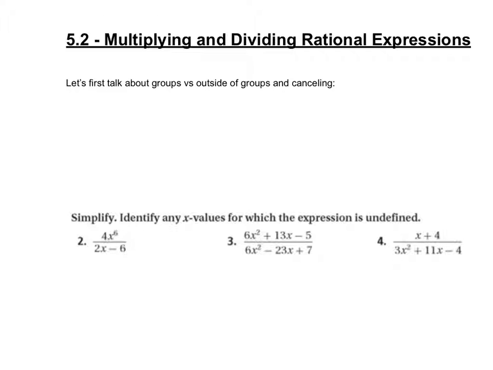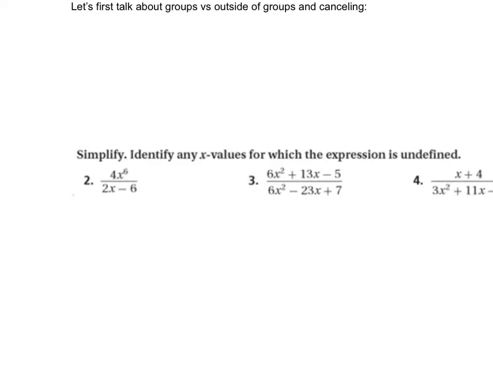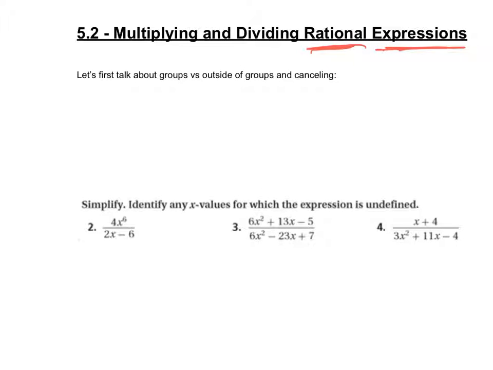5.2, multiplying and dividing rational expressions. That's kind of a funny word, rational expressions. So where are you going to find rational expressions? You can look down there where we got an example, number 2, where it's a fraction, and there's stuff on the top, stuff on the bottom. And really what we're going to have to do is see, can we simplify it at all?